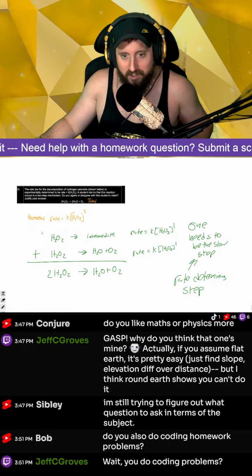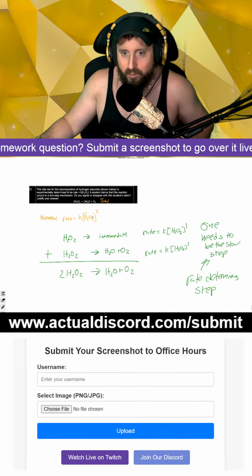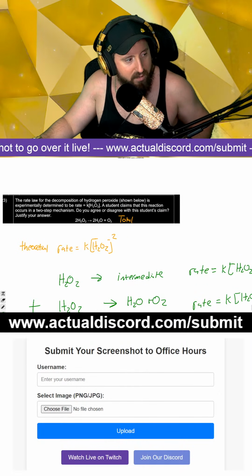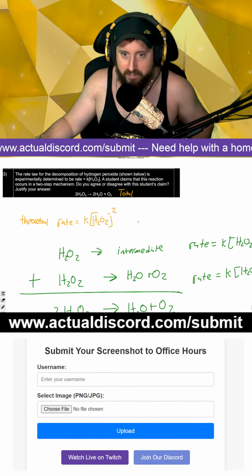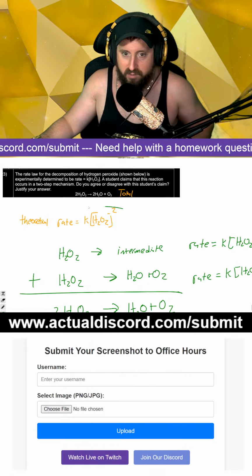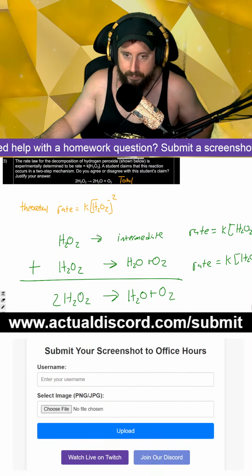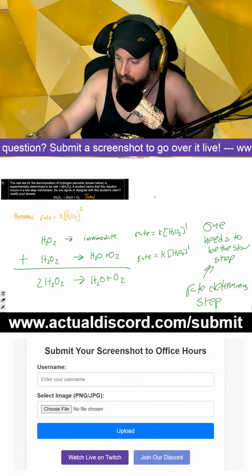Okay, so yeah, one of these has to be slow. All right, so let's see. Let me just plug this into ChatGPT. Now I'm curious. So I agree that it has to be at least a 2-step mechanism. It can't be a 1-step mechanism, because a 1-step mechanism would get you a second order rate. But what is the actual, let's say, decomposition of hydrogen peroxide?